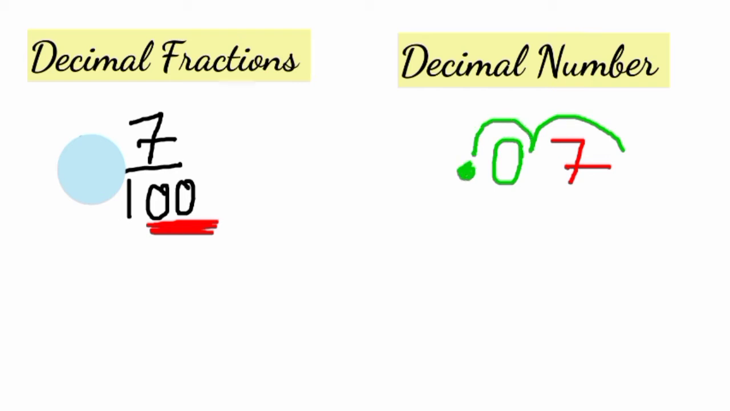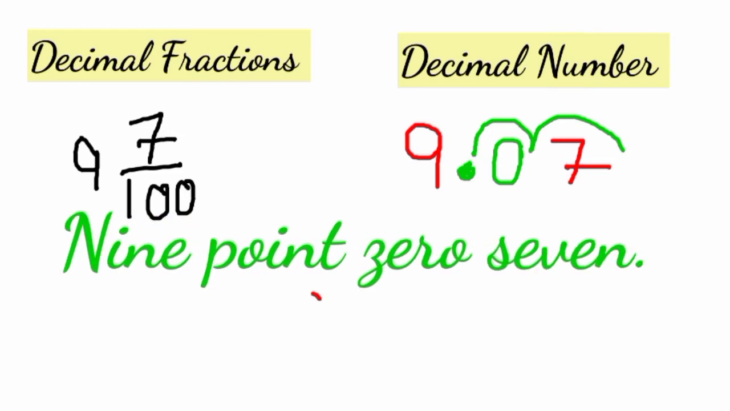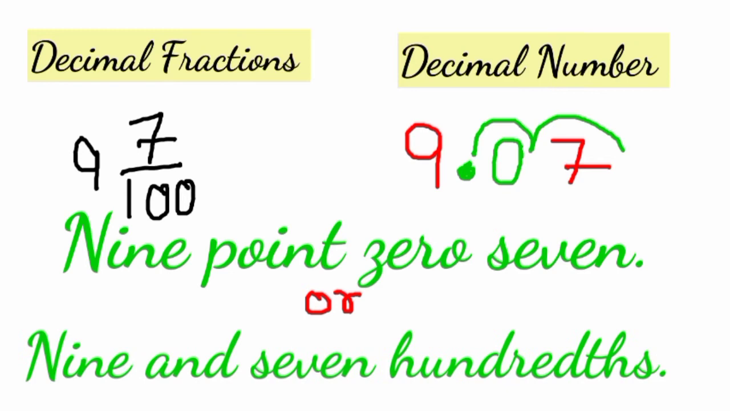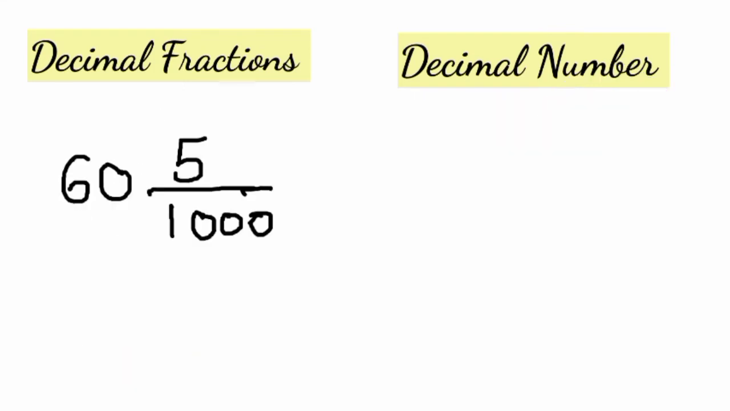0.07. But here this whole number was also given. So put this whole number before decimal. So now it becomes 9.07. Or you can write it as 9 and 7 hundredths. Why hundredths? Because 7 is at hundredths place. Clear? One more part. This is 60 whole 5 upon 1000.